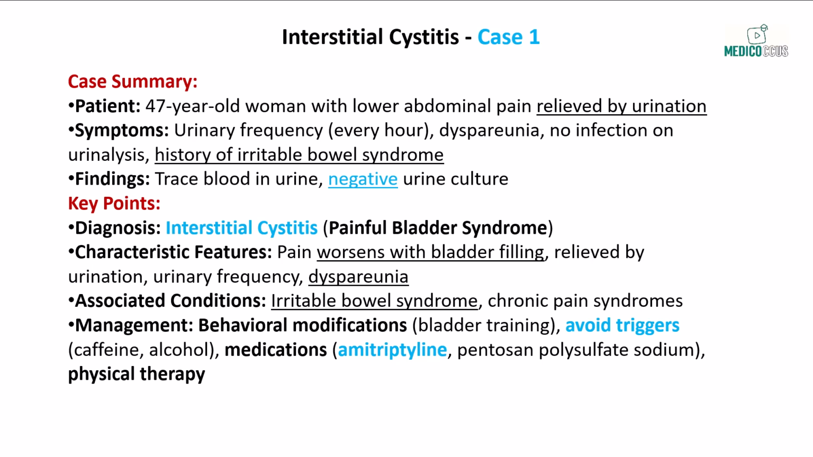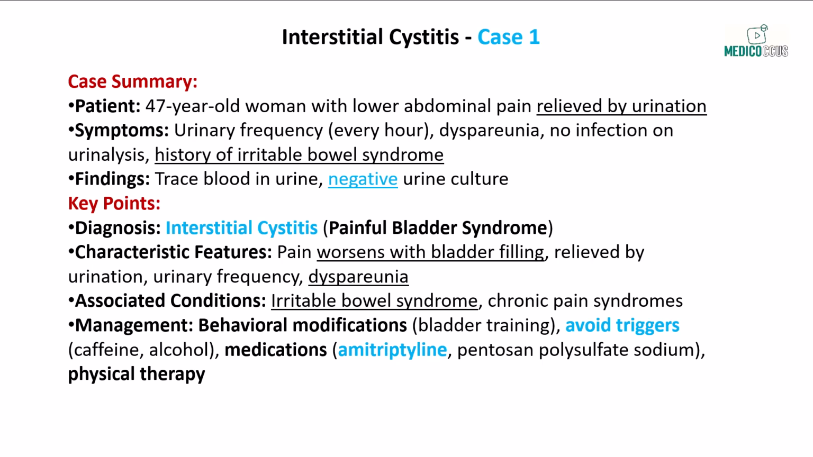A thorough evaluation, including a normal urinalysis and a negative urine culture, helps rule out other causes of bladder pain, such as UTI, bladder cancer, or pelvic inflammatory disease. In this patient's case, her symptoms, along with the absence of infection or other abnormalities on imaging and laboratory tests, support the diagnosis of interstitial cystitis.